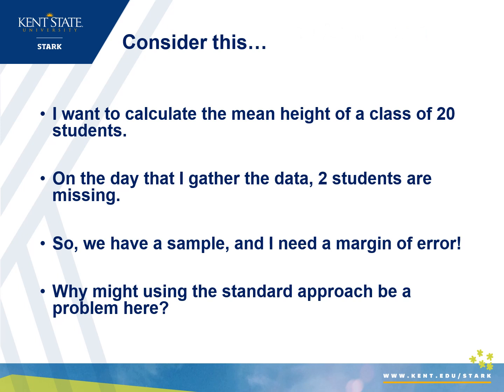Consider this problem. Suppose I want to calculate the mean height for a class of 20 students. On the day that I gather the data, though, 2 students are missing. So we have a sample, not the population. As a result, we should need a margin of error. However, in this case, the standard approach is going to create problems. Take a second to think about why that might be.